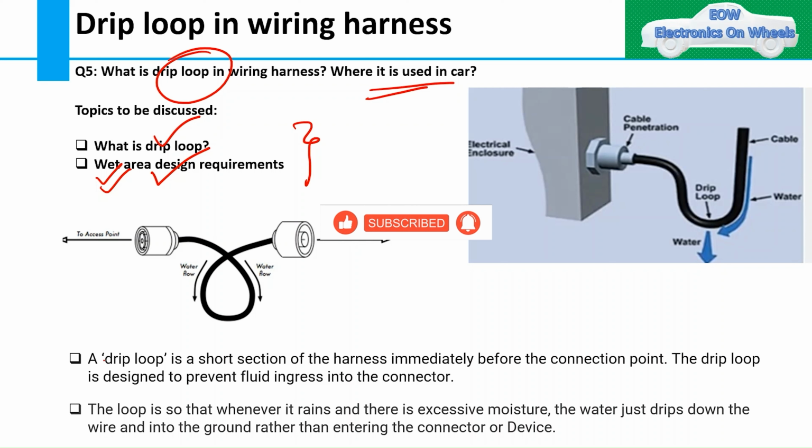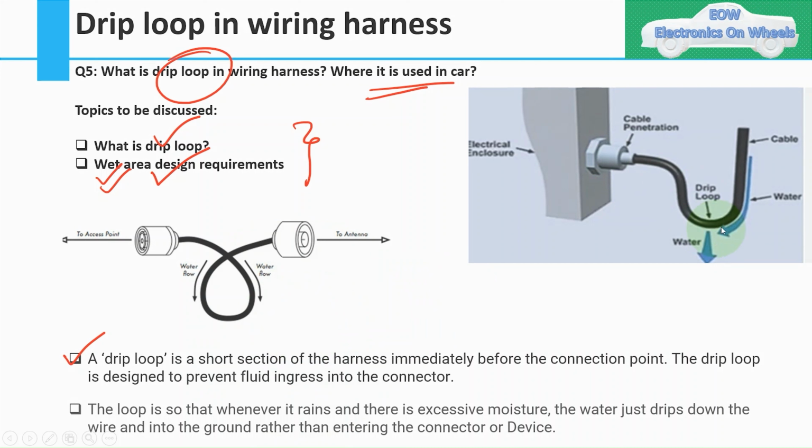So let's start. What is the drip loop? Drip loop is a short section of harness immediately before the connector. You can see here, this is the short section of the harness, and suppose I take this particular thing as a connection point. Basically drip loop is designed to prevent the water ingress into the connector or the device. This is the purpose.